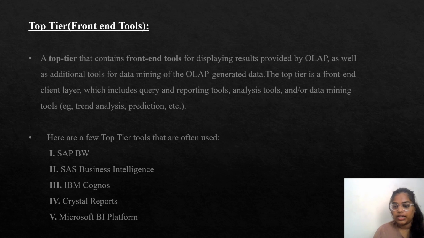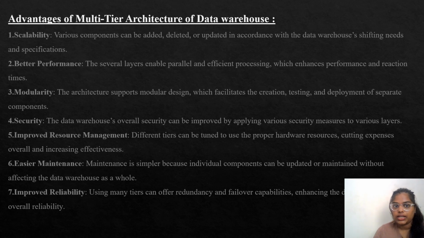This is about the architecture. And next, the advantages of multi-tier architecture of a data warehouse. The first is scalability. Various components can be added, deleted or updated in accordance with the data warehouse's shifting needs and specifications. And next is better performance. The several layers enable parallel and efficient processing, which enhances performance and reaction times.